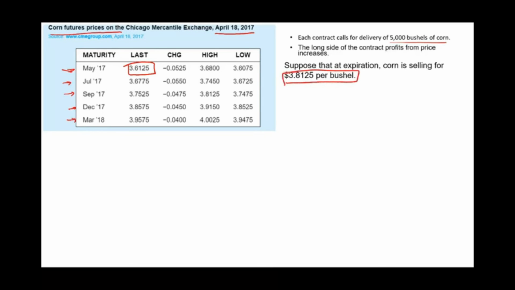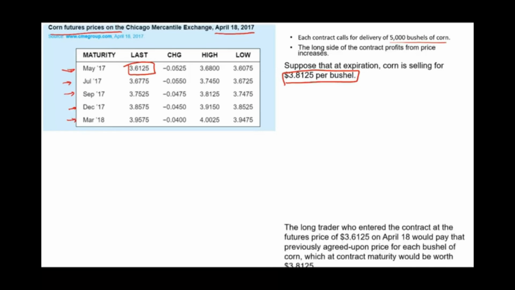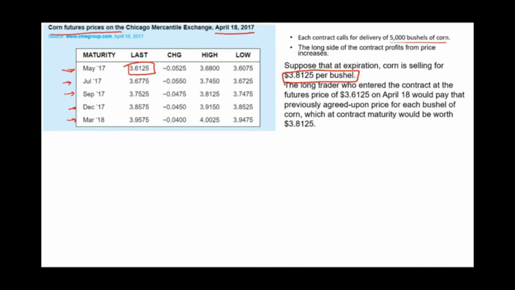What do you think happened if I purchased this option? Well, if I purchase this option, I have a profit. The long trader who entered the contract at the future price of $3.61 on April 18 would pay the previously agreed upon price for each bushel of corn, which is $3.61. That's worth $381.15. Now, why would I do that? Why would I, if I am the long position, pay a premium to buy it at $3.61?